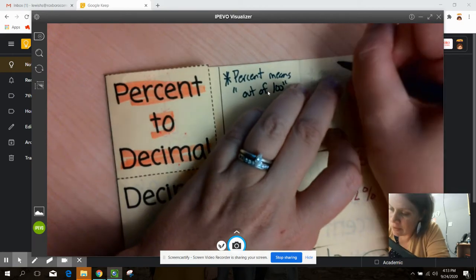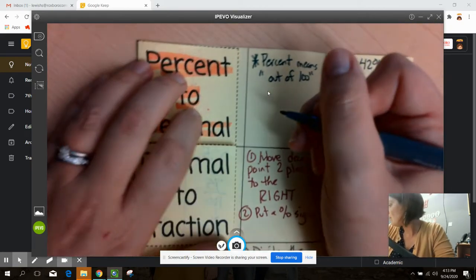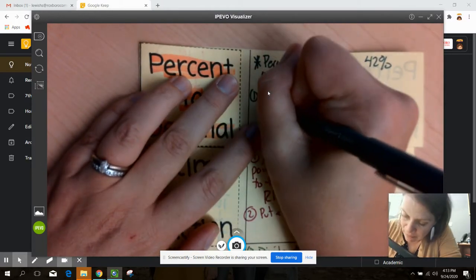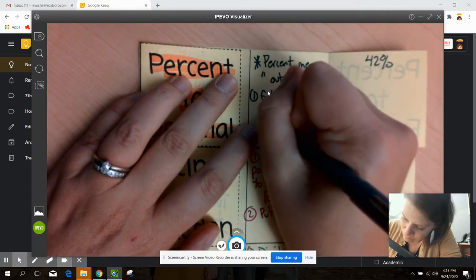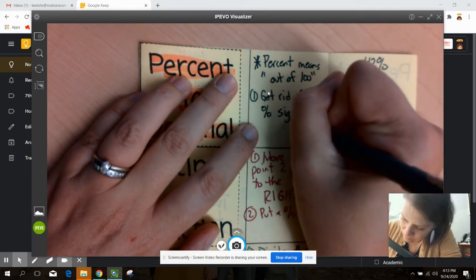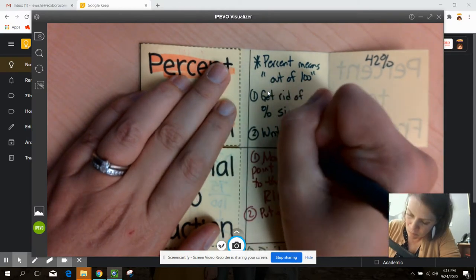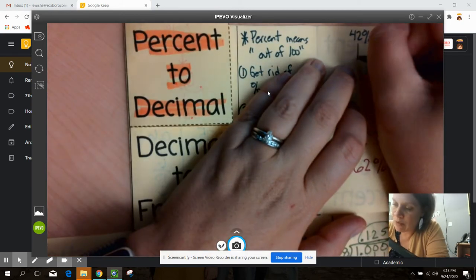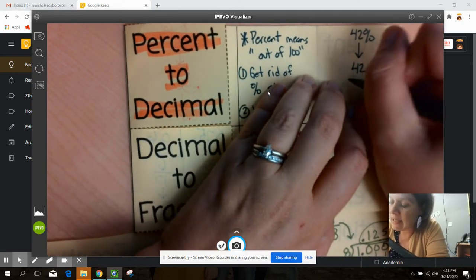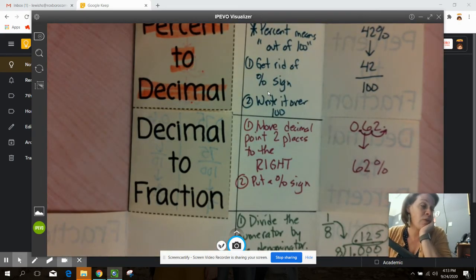So if we have 42%, and we're going to change that. First thing we would do is get rid of that percent sign. And then we would write it over 100. So we just got rid of the sign and it changes to that. So 42 over 100. Okay, now let's go to that last one.